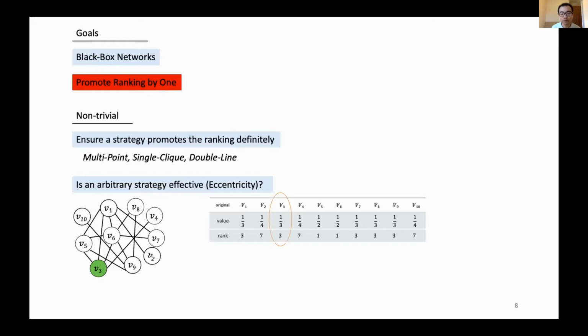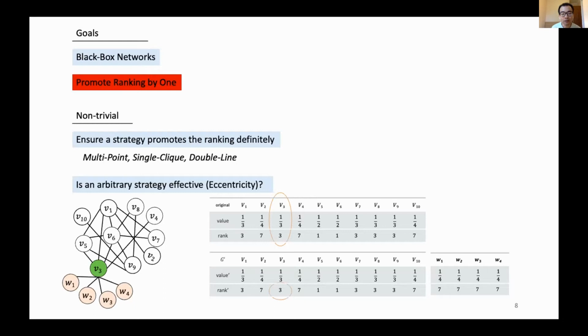We want to give you an example to show the difficulty. For the eccentricity centrality, if we just pick an ambitious strategy, can we say whether it will successfully promote the ranking? Here we selected V3 as a target node, and we just insert some nodes randomly. After that, we find that the ranking of the target node stays the same. Here we just insert 4 nodes, and we can prove that if you insert 400, 4,000, and even 4 billion nodes in the graph, the ranking of the target node will not be improved.